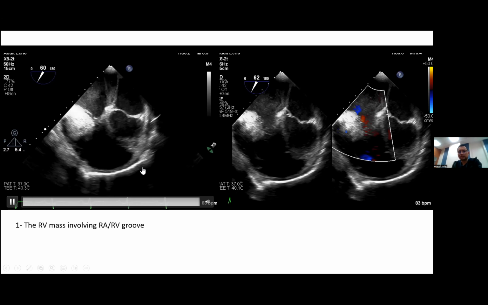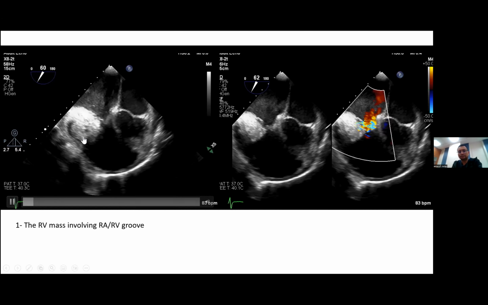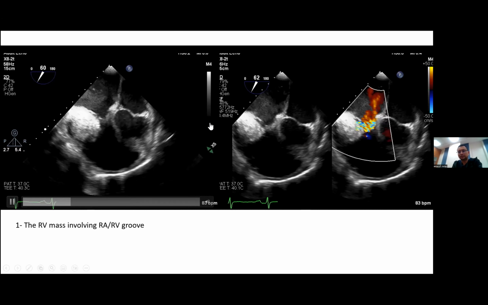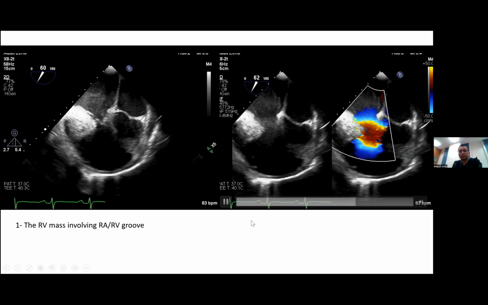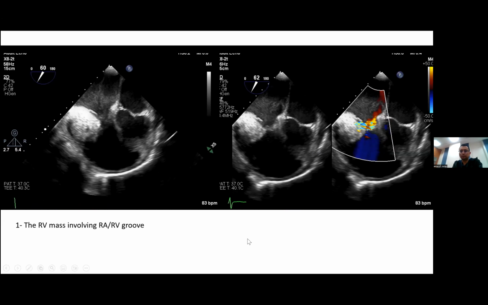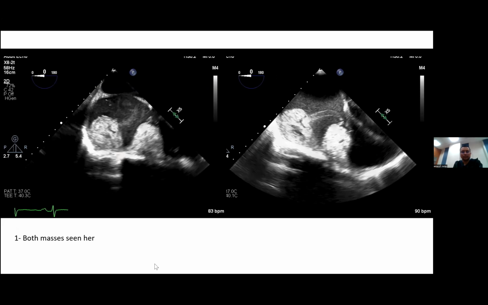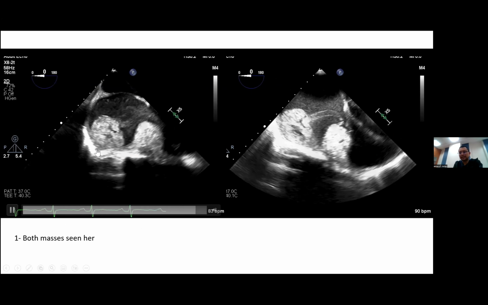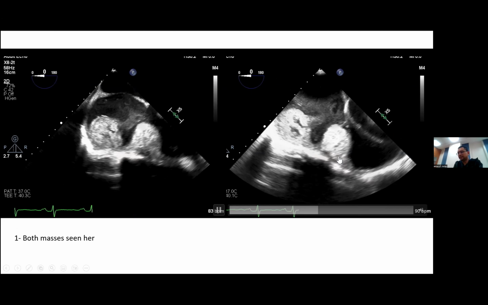So this is the LA, RA, LV, and RV. This is the RA and RV mass here. That's the angiosarcoma, which we all know already. In fact, the HPE also shows that it's a sarcoma. This is the mass in the RA, and you can see the RA mass and RV mass in here together.